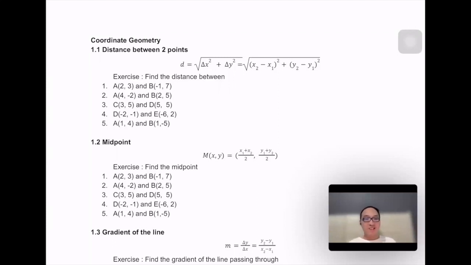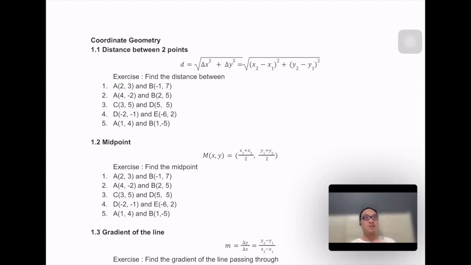Hi everyone, in this video I will discuss coordinate geometry. Coordinate geometry is a topic about coordinates, lines, gradient, and the relationship between two lines, whether they are parallel or perpendicular lines. Also, we will see the distance between two coordinates, and the distance from a point to a line. And then, of course, we will see circles.